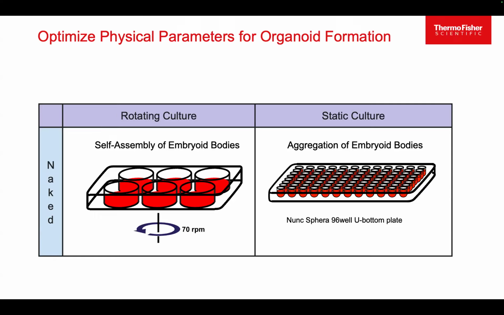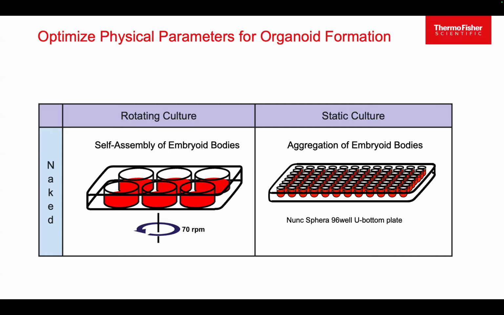So again, just to give you a glimpse at this, for starters, what we found is that in these rotating plates, the embryoid bodies tended to self-assemble. We've got quite a lot of them per well. What we found, though, in static culture was that the PSCs were almost forced to aggregate into a single embryoid body per well. And again, talking about plastics, the wells that we used here very specifically were our low attachment Nunc Sphera 96-well U-bottom plates, which were shown to produce these really nice cultures. I'll show you a bit more on that in a moment.